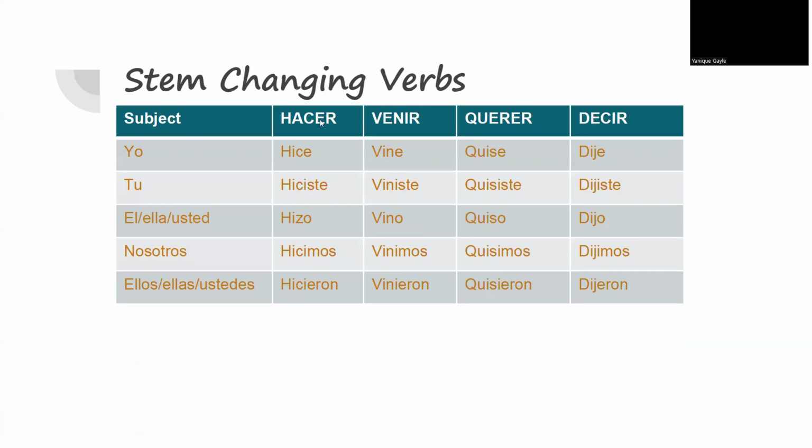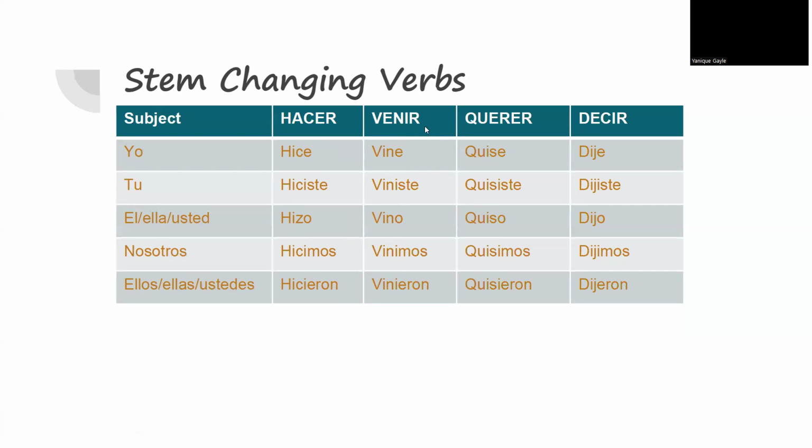Very good. Some other examples of stem changing verbs are hacer. So, hice. We change the A to I, and we add the endings. We don't need an accent on this E, okay? We're going to write them like that. Hice, hiciste, hizo, hicimos, hicieron. Then hacer means to do.